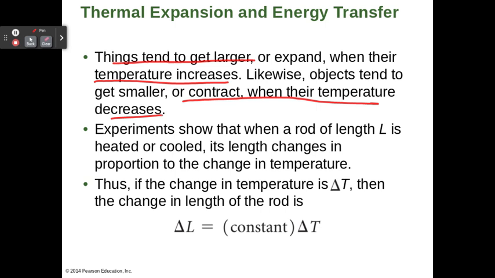If we think about the length of a rod when it's heated versus when it's cooled, the length changes. Now, it changes by a proportional amount depending on what it's made of. We can determine the change in the length by multiplying a constant times the change in temperature. So the bigger the change in temperature, the bigger the change in the length of the rod. And that proportionality constant lets you know that different materials will expand and contract differently.